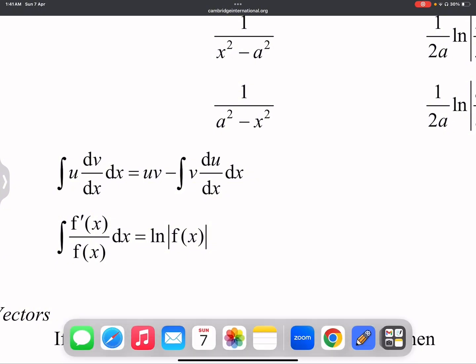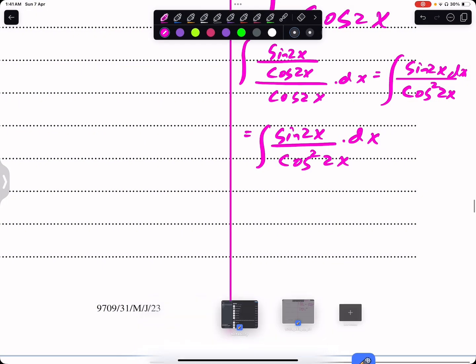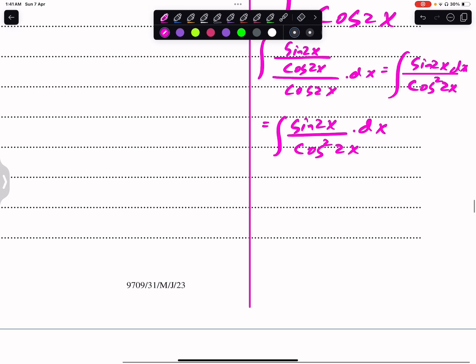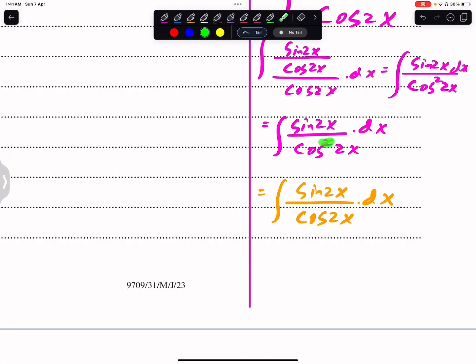But in our case, let me write this. Let's forget about this 2 and not think of this 2. Let's just think of this integral, sine 2x over cos 2x. Just in case, forget about this power for now. Now tell me how to integrate this part, students.